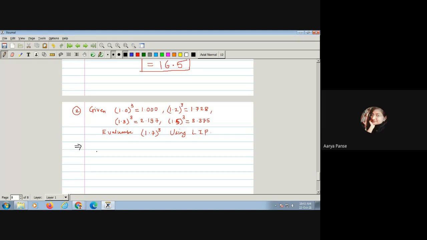Yes. So we have given the data in the form of x and y values. So can you tell me the values of x and corresponding values of y? X value is suppose 1.0. So what is the corresponding y value? It is also 1.000. X value is 1.2. Corresponding y value is 1.728. X value is 1.3. Corresponding y value is 2.197. X value is 1.5. Corresponding y value is 3.375. Right?